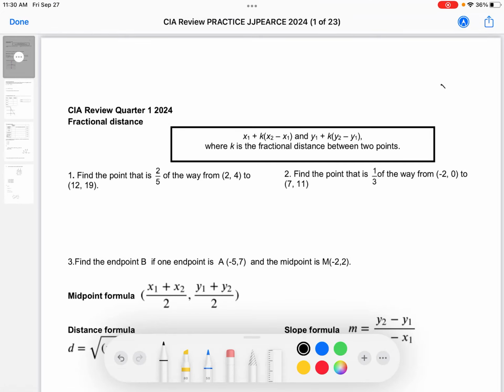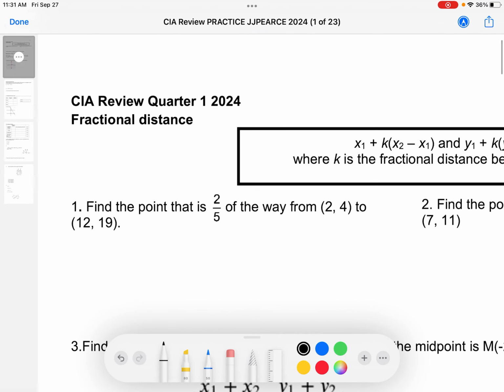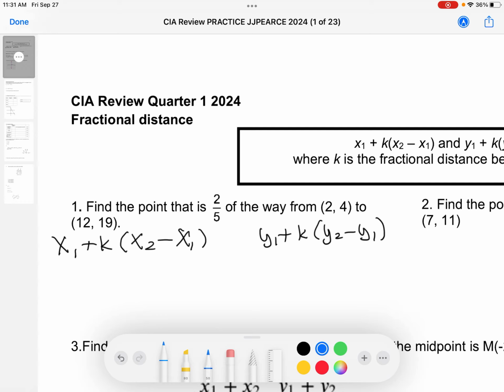Review, I'm going to do number 1, and let me write the formula for that. We're finding 2/5 of the way between (2, 4) and (12, 19). So the formula would be x1 plus k times (x2 minus x1), and the same formula, y1 plus k times (y2 minus y1). I'm going to label x1, y1, x2, y2, and then 2/5 would be my k.